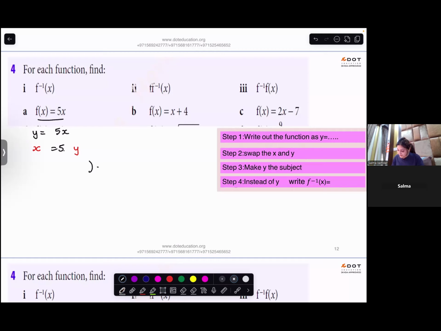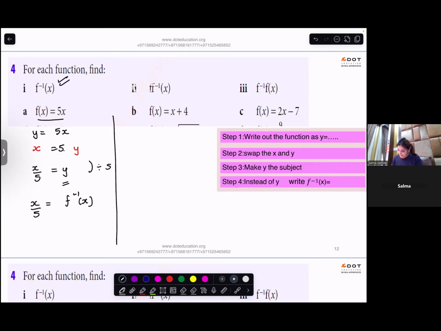Make y the subject. So I'm going to divide by 5. So this becomes x by 5 is equal to y. And in place of y, I will write f inverse of x. So f inverse of x is x by 5. So I am done with finding the f inverse of x.